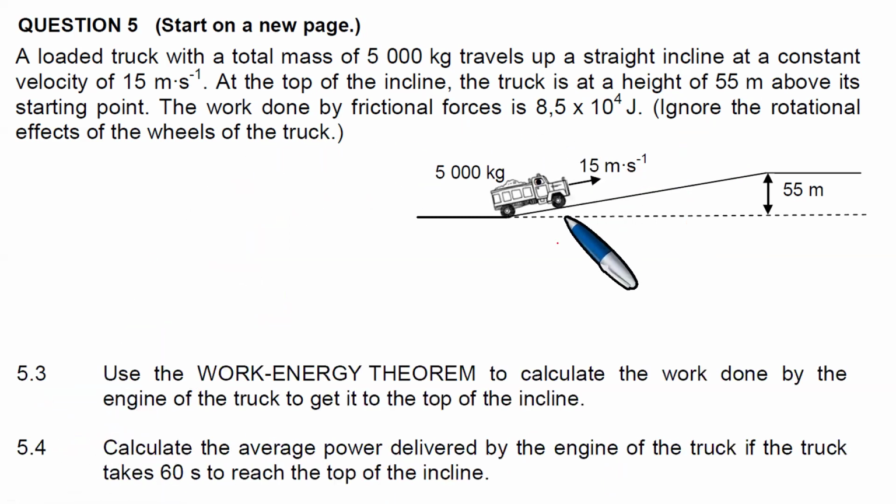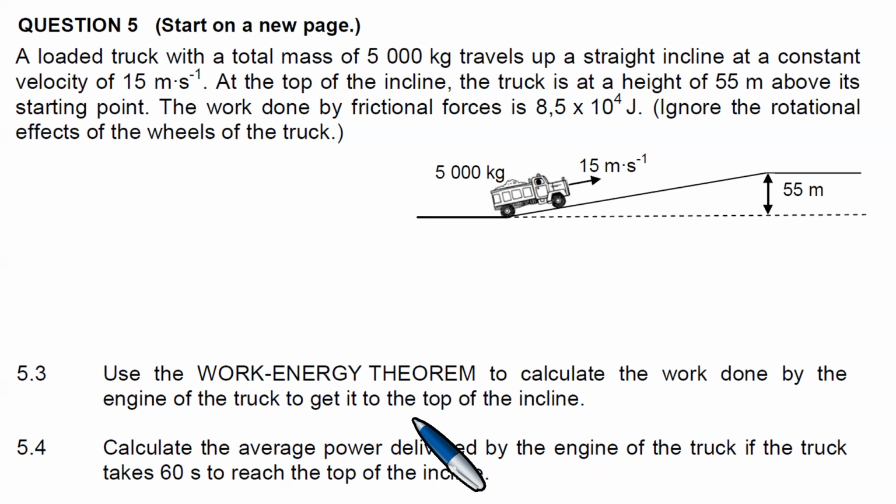Right, obviously we still have the truck, and the truck is still going uphill at a constant velocity of 15 meters per second. But we need to use the work energy theorem to calculate the work done by the engine of the truck to get to the top of the incline. Now, the work energy theorem must be used here, and the work energy theorem is known very well. A couple of things, therefore, remain very important.